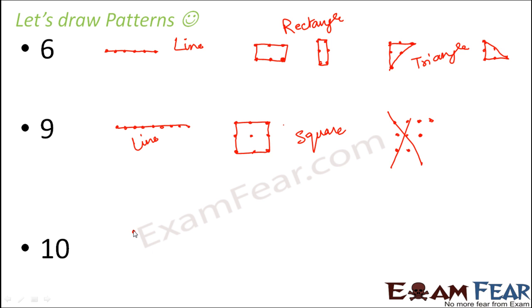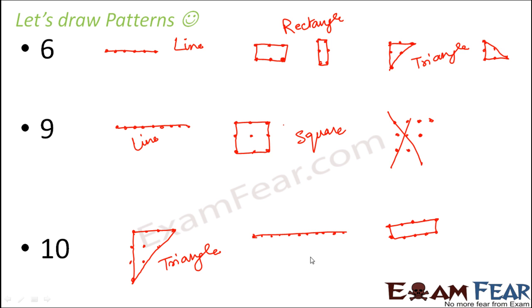But do you think that we can make a triangle with 10? Yes, we can. 1, 2, 3, 4, 1, 2, 3, 1, 2, and 1. So in this way, we can make a triangle. So with 10 a triangle is possible, with 10 again a line is possible. So a line is possible with almost all the numbers. With 10 we can also make a rectangle, like 5 dots in a row. So this forms a rectangle. So you can have a line, you can have a triangle, you can also have a rectangle.